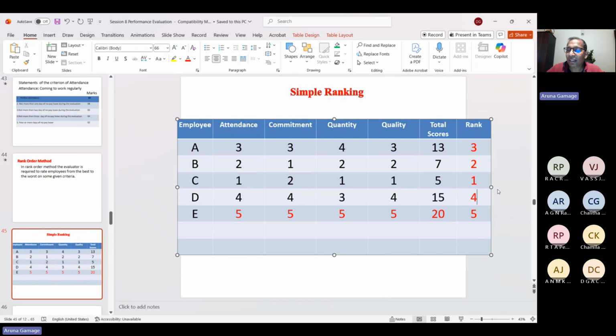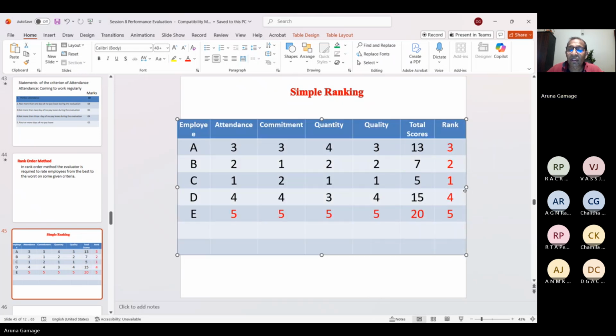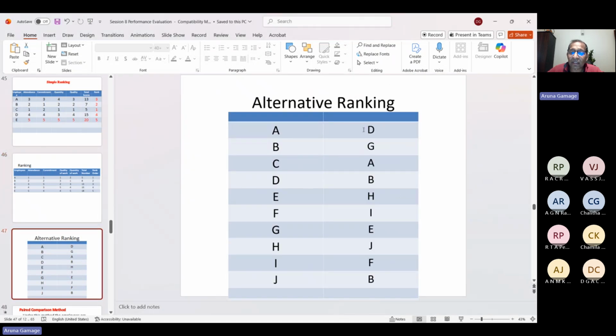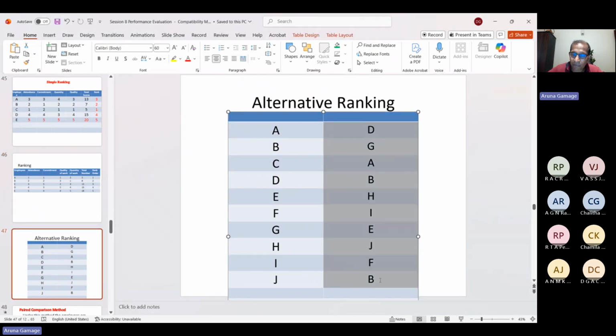Clear, sir. So in the case of simple ranking, if you take total scores, smaller the better. Start from the lowest, because these are rankings: first, second, third, fourth, and fifth. Right. So there is another method called alternative ranking. What is alternative ranking?